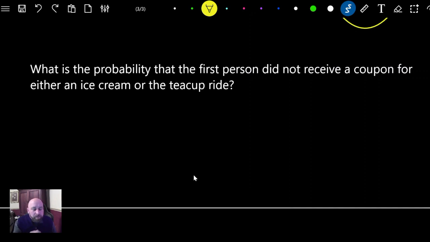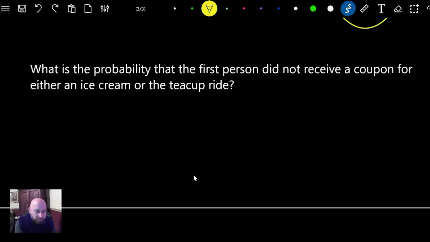So what is the probability that the first person did not receive a coupon for either an ice cream or the teacup ride? Now, remember what I said earlier about being independent events. The ice cream is independent and the ride is independent. So in other words, even though it says the word or here, and this one's going to be a little bit confusing for you, and I'm going to try not to totally blow your minds, but this is still an independent event that is talking about ice cream and teacup.